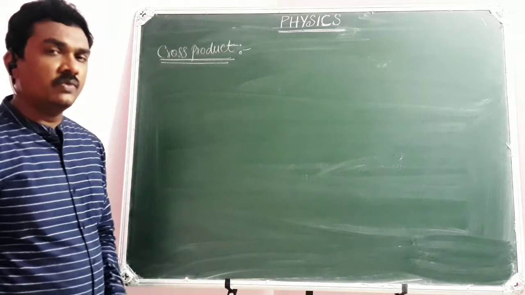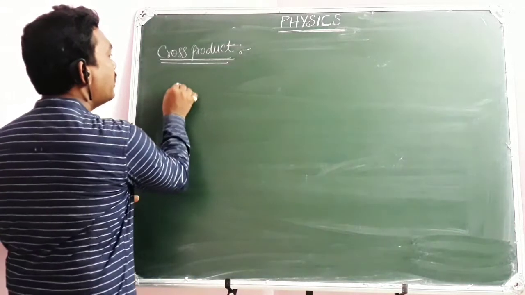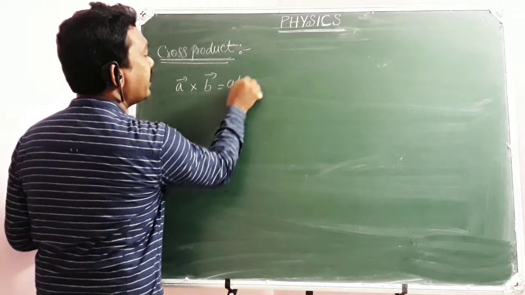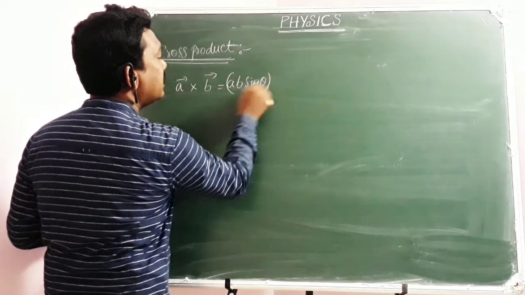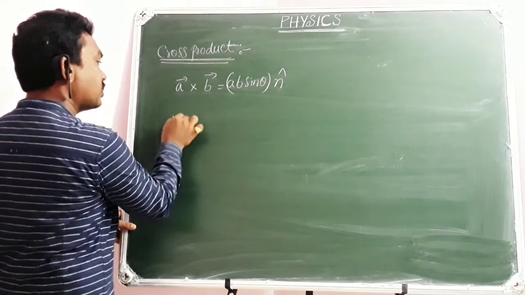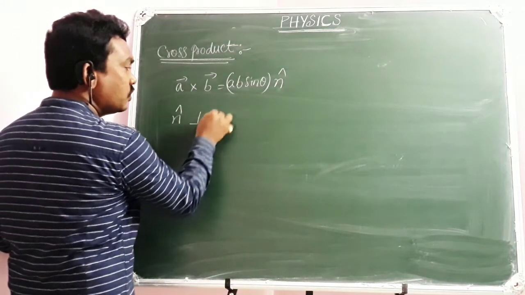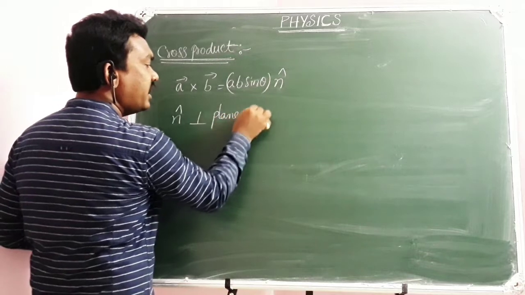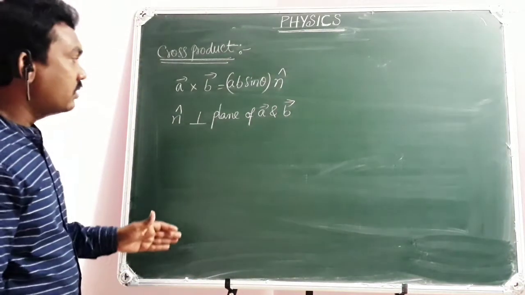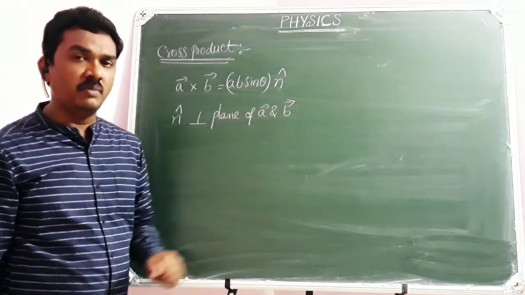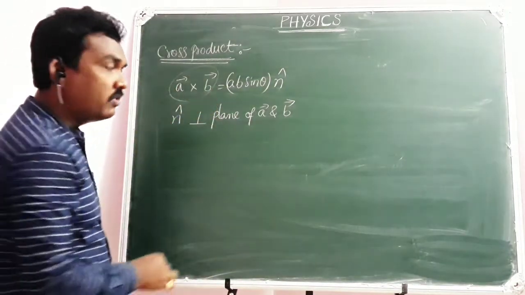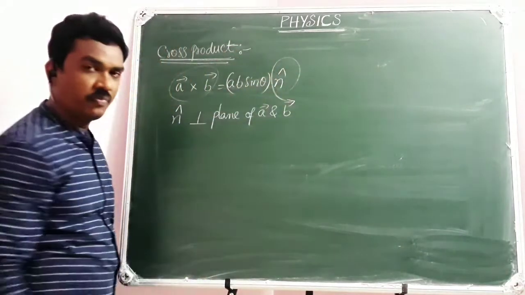In the earlier class we dealt with this: if A bar and B bar are two different vectors at an angle theta, then their cross product is defined as AB sin theta into n cap, where n cap is the unit vector perpendicular to the plane that contains A bar and B bar, so that the direction of A bar cross B bar will be in the direction of n cap.